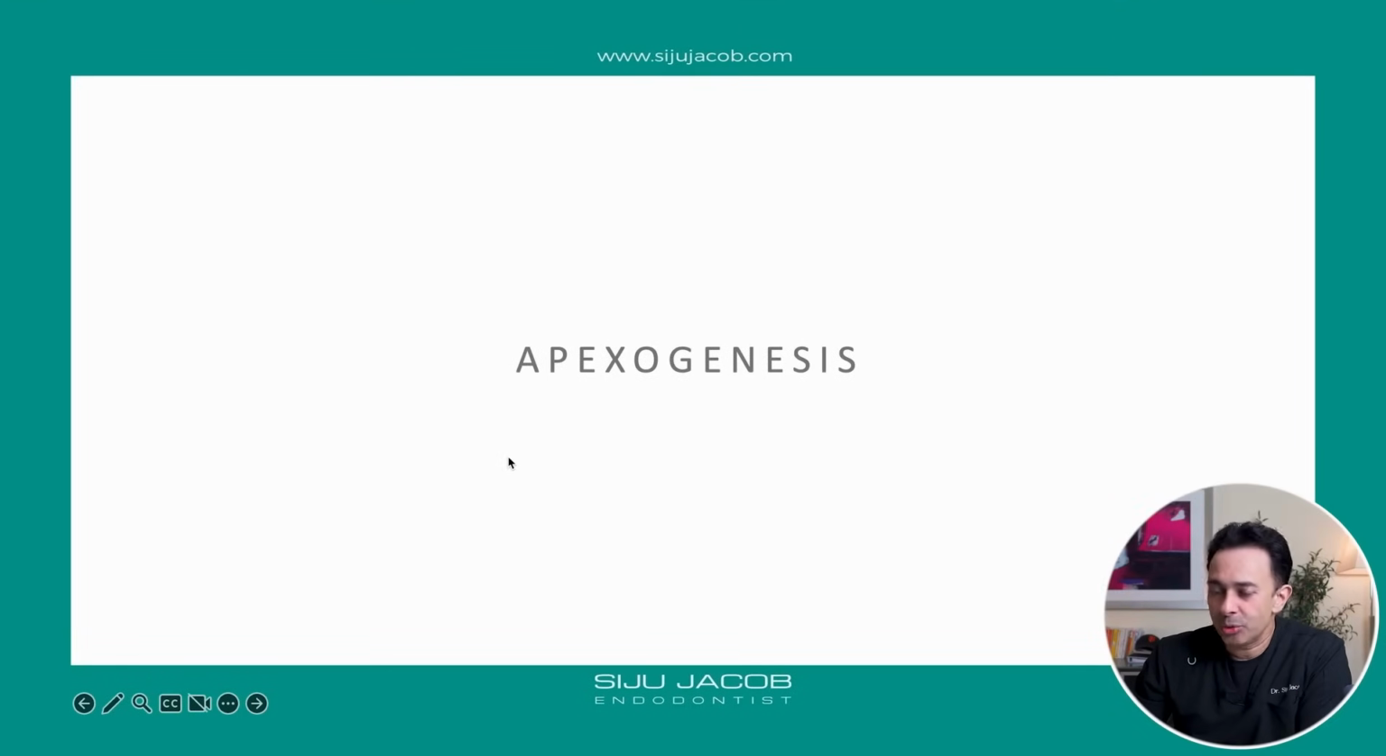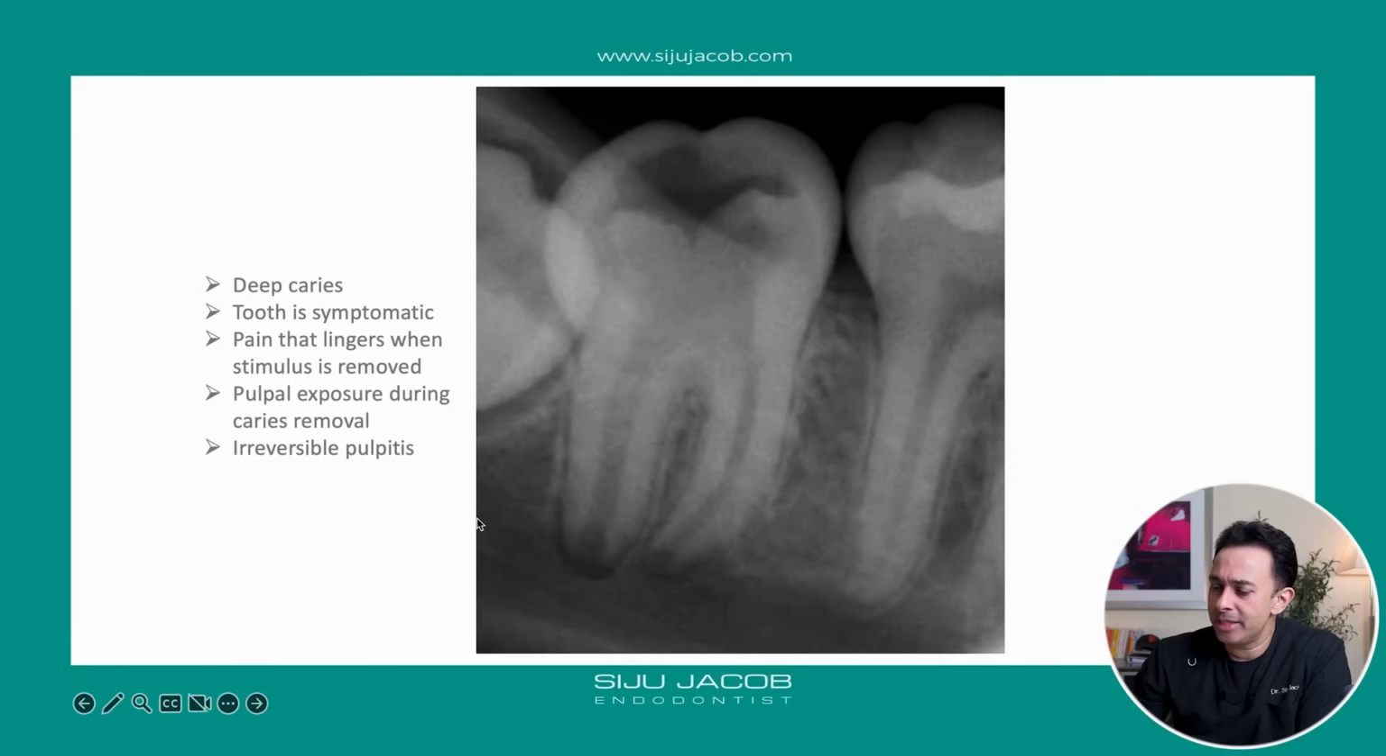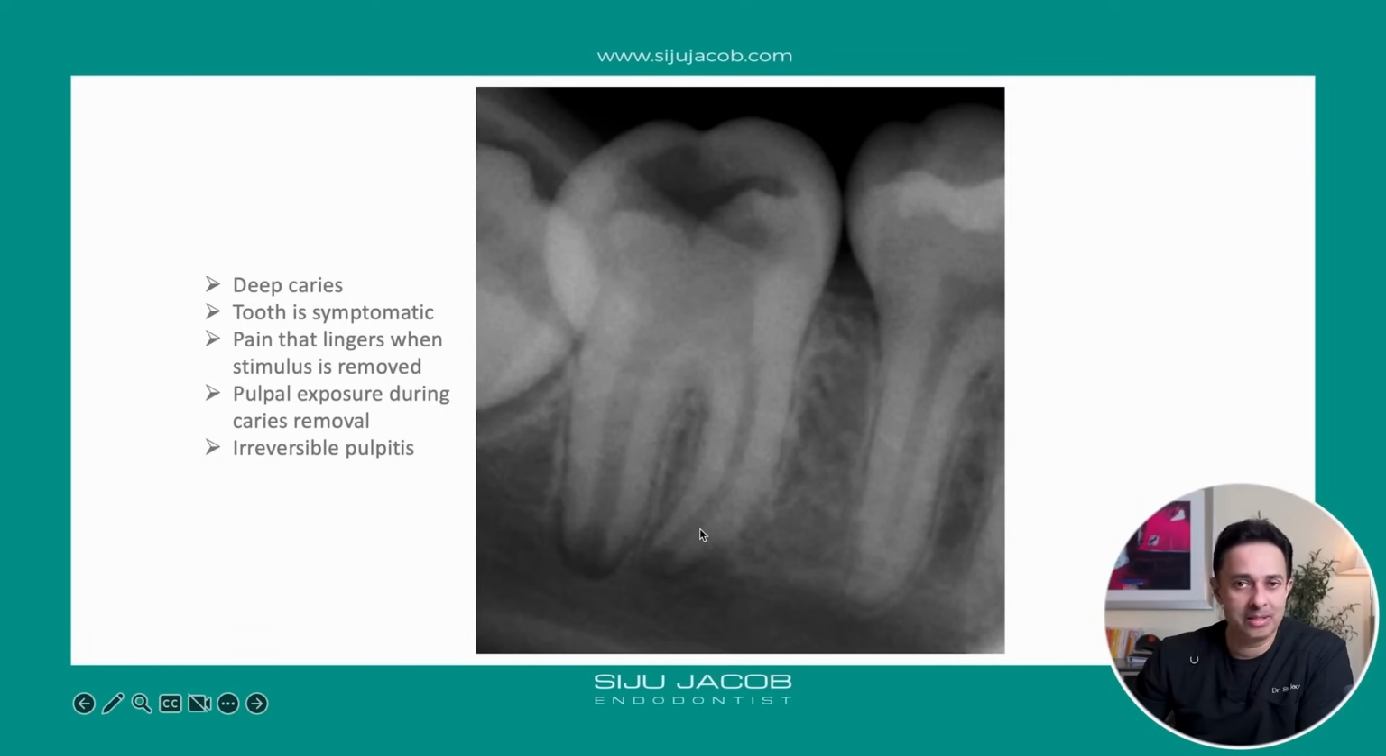Now, what is apexogenesis? Apexogenesis means the patient has reported with irreversible pulpitis and the coronal part of the pulp is inflamed. So if you see the pulp coronally, it bleeds a lot. It's very, very inflamed. And if you do complete pulp extirpation, then the apex is not narrow enough to do conventional endodontic therapy. So what are our options in this case?